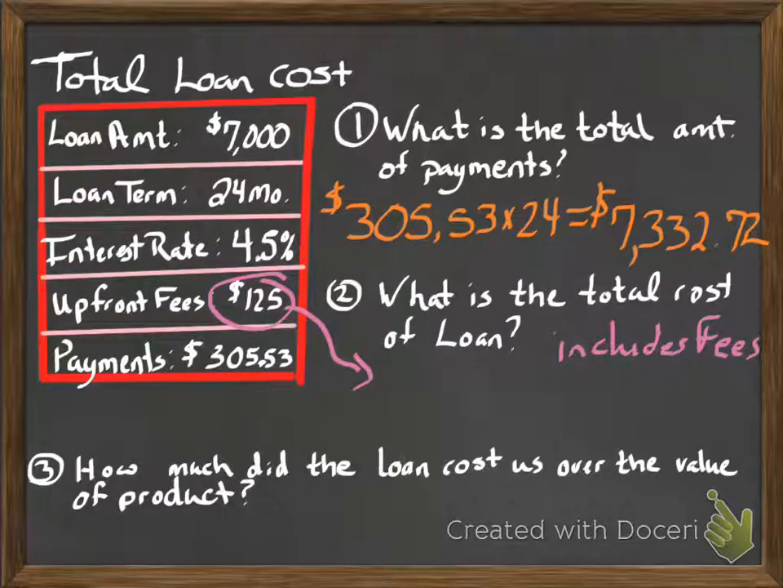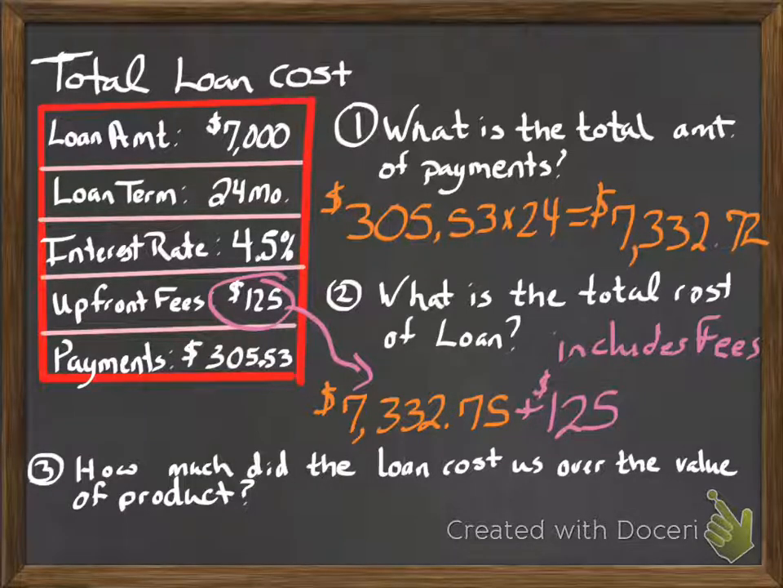So we're going to take that information and include it for this next one. We're going to take that total amount repaid, plus we're going to add into that the $125 fee. And so that means that what we're actually going to end up paying for this loan is how much? $7,457.72.